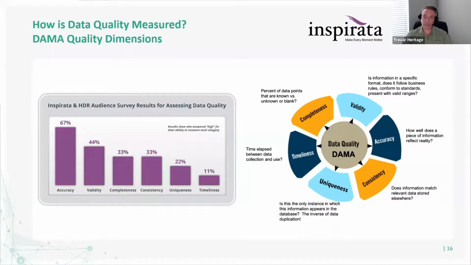And as you can see from the bar chart on the left here, it's really your view of your organization's understanding and ability to measure each of those dimensions with your current capabilities and tooling. And unsurprisingly, accuracy is the one that's best understood and most easily measured. And also unsurprisingly, timeliness is one that's a little bit harder to embrace.